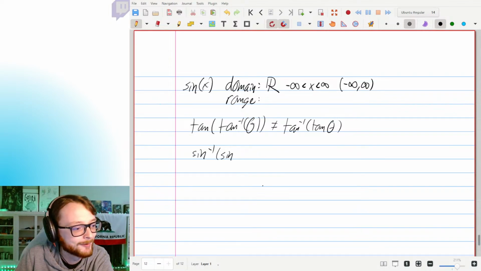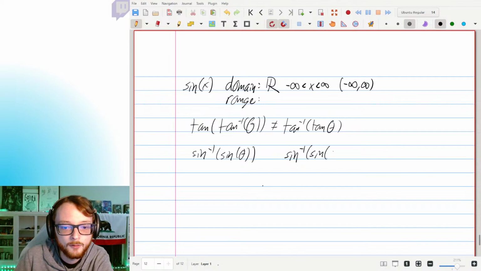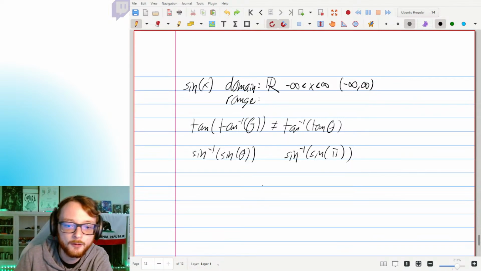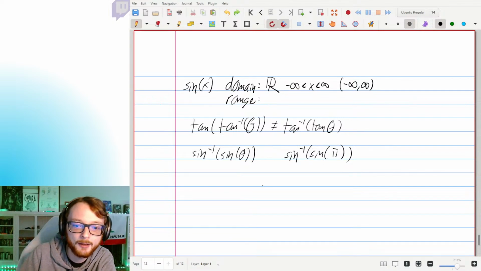So let's think about it. Let's take something that's outside the range of minus pi over 2 to pi over 2, like pi, and think about what this should be. When you see an inverse function with its regular function, you want to just cancel them out and get just pi. But that doesn't always work with these trig functions because of how funky their inverses are. What you can do is work your way from the inside out. We know what sine of pi is, which is 0.